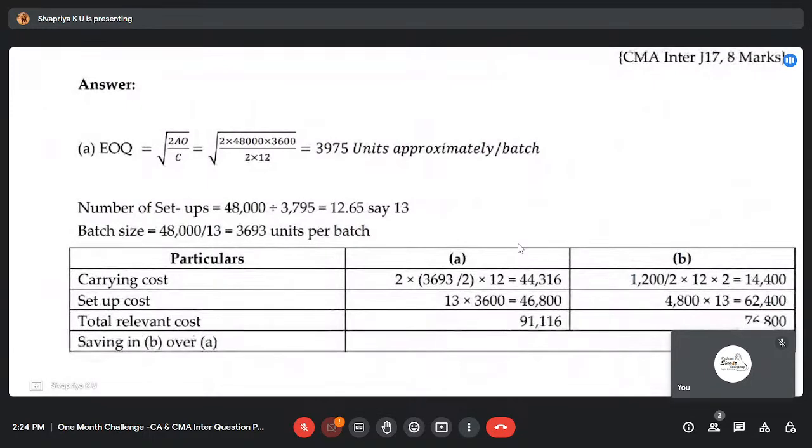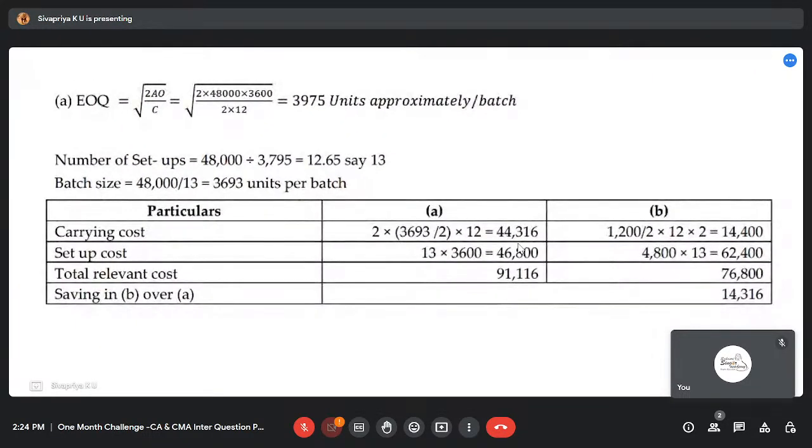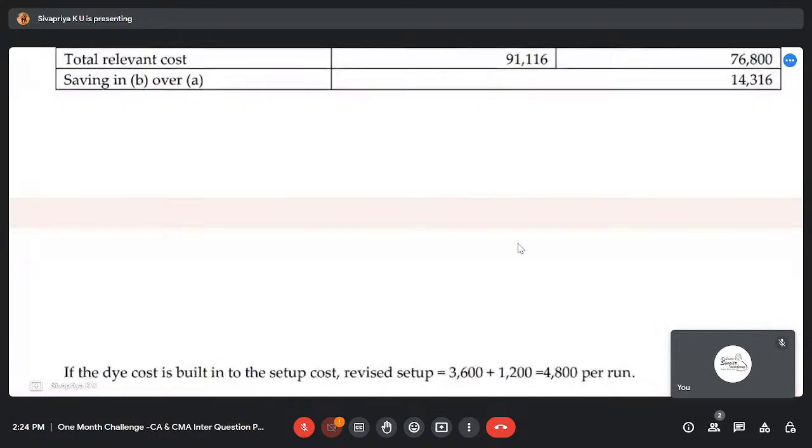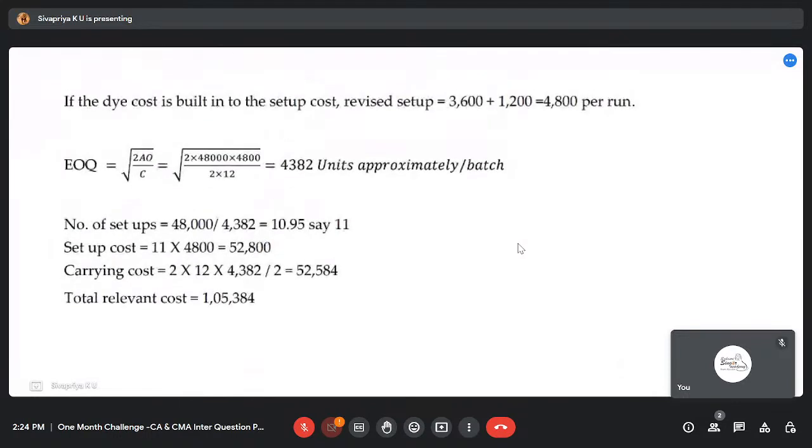Economic batch size is 3,975 under option A and B. The savings difference between these two options, if we look at the difference, 14,316 will be the savings. Then the third part of the question, its answer: EOQ will be 4,382 units approximately per batch.